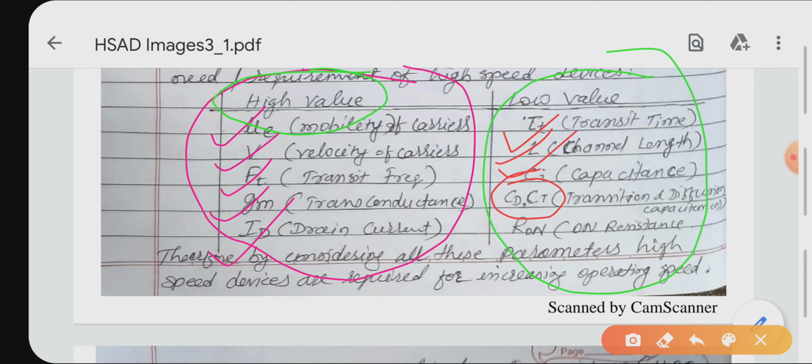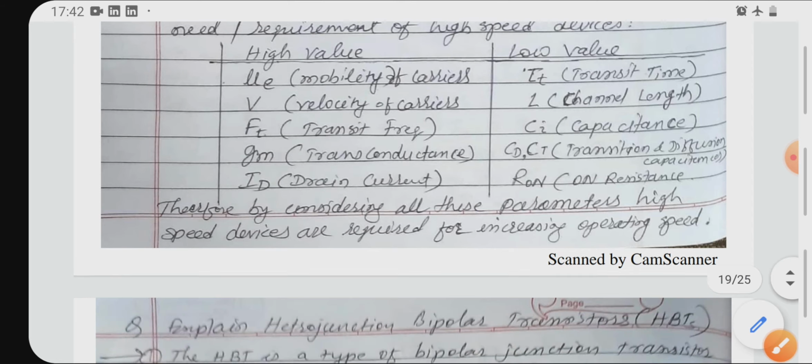And there is the on resistance, denoted as R on, whose value should be as low as possible. This R on is nothing but the dynamic resistance, which is the ratio of delta VDS by delta ID. It is the resistance between drain and source. Okay, whose value should be as low as possible. So therefore, considering all these parameters, high speed devices are required for increasing the operating speed.